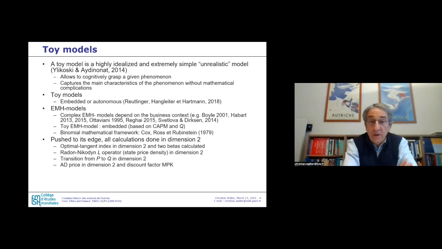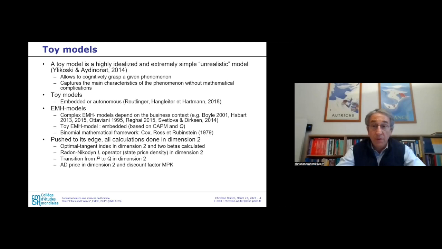More interesting, the Radon-Nikodym operator L, the state price density, will be calculated very simply in dimension two. No mathematics, no stochastic calculus, no integration, only multiplications, additions and divisions. The transition from P to Q will be made in dimension two, so it will be very easy to precisely grasp what is behind the practice of finance on all the desks in the world when traders or quants make an evaluation in a risk-neutral pricing way of thinking the world.